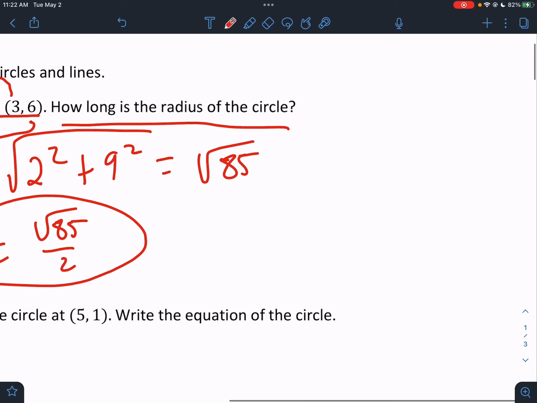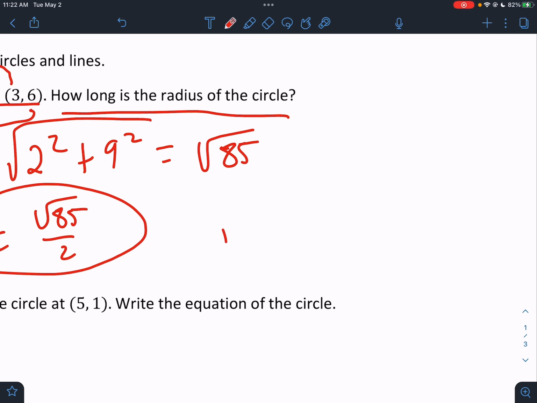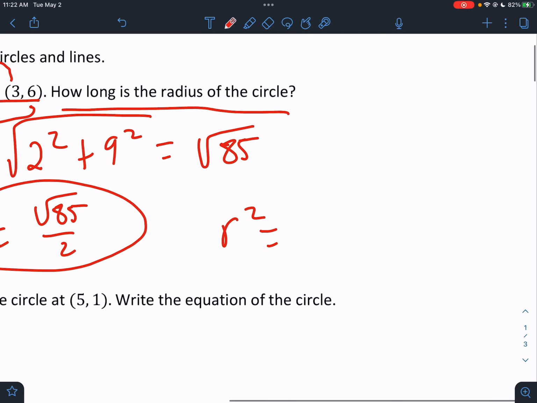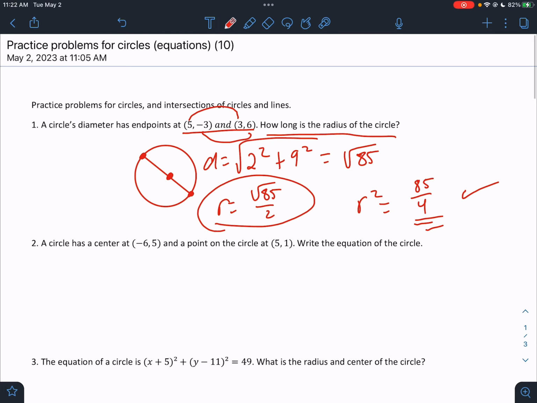Now, our formula for a circle, remember that it has r squared. What would this number be squared? Because you're going to have to square stuff like this. It would be root 85. If you squared that, the square root would cancel out, and then 2 squared would be 4. So keep in mind, you're going to have to be able to do that.